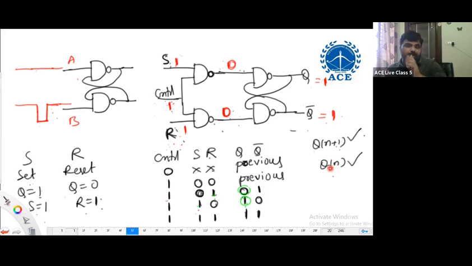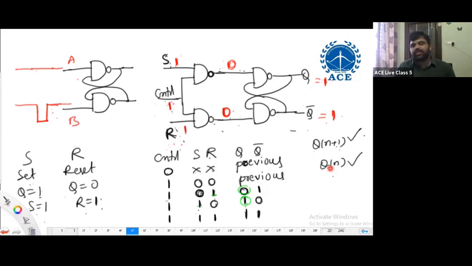Another way we can say it, remember, my wording is important to understand this: Q of n is the stored value at Q before sensing to the inputs. Q of n plus 1 is the stored value at Q after sensing to the inputs. Once again, naming is important. Q of n is the stored value at Q before sensing to the inputs.